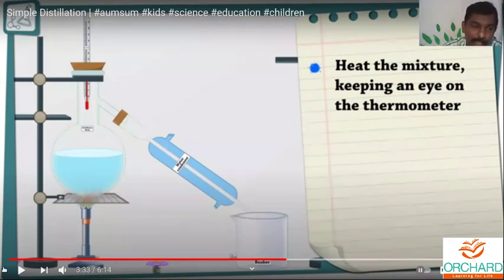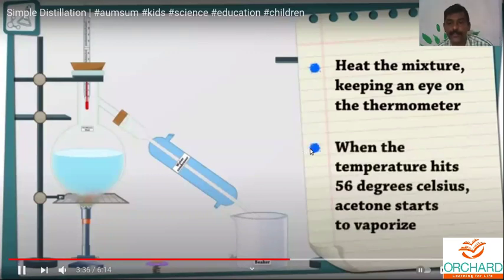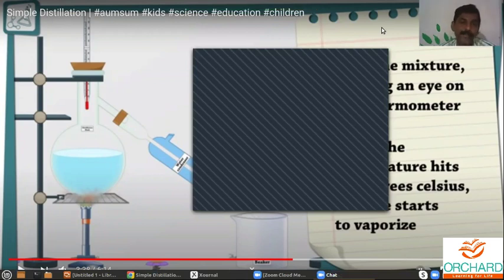So please observe, it is about a couple of minutes. When the temperature hits 56 degrees Celsius, see, acetone evaporates at 56 degrees Celsius. Water evaporates at how many degrees Celsius? So what is the boiling point of water? What is the boiling point of water? 100 degrees Celsius. Good, Niranjana, Srinija and Jesslyn.